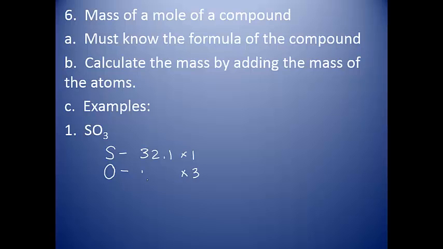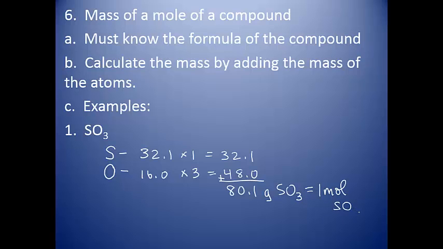And oxygen has a mass of 15.999, so 16.0 when you round. And you're going to be needing a calculator. You're going to be multiplying each of those. So we have the 32.1 from the sulfur. We have the 16.0 times 3, so we have 48.0 on our oxygen. And you're going to be adding those up. So adding the sulfur with the oxygen, you're going to have 80.1. Now that's how many grams of sulfur trioxide equal 1 mole of sulfur trioxide. Alright, so that's called a molar mass.